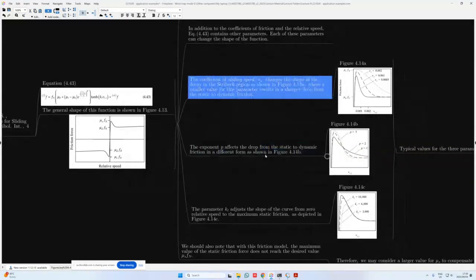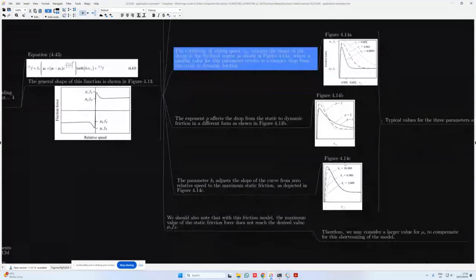Then the exponent P affects the drop from the static to the dynamic friction in a different form, as shown in figure 4.14b. Okay, so we have different values over here. P is typically greater than 1, and over here we plotted it for values of 1, 2, and 3. And you can see what the effects are on the Stribeck region as well. Now, P is just used as the exponent over here when we calculate the Coulomb friction in the system.